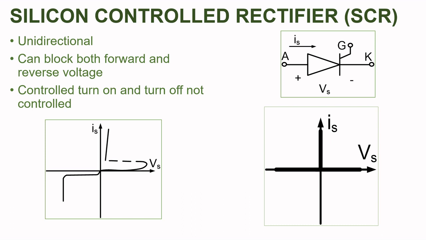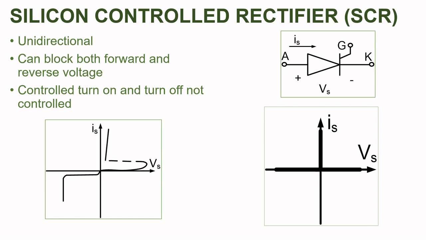The turn on process of SCR can be controlled by giving a positive voltage to the gate with respect to cathode. But the turn off process of this particular switch cannot be controlled by giving any signal to the gate. Once the device is turned on, gate has got no control over the working of SCR.